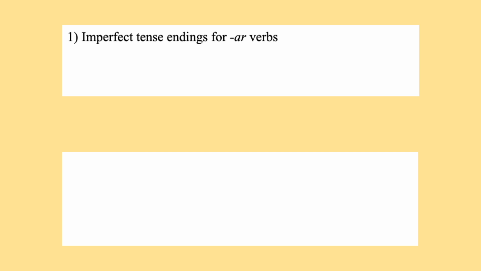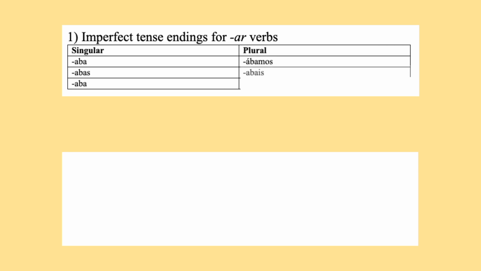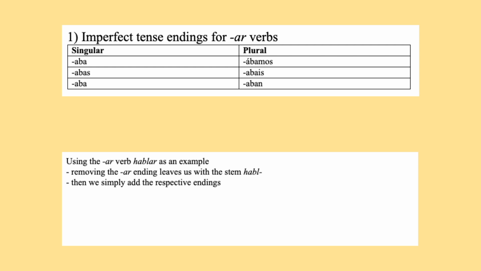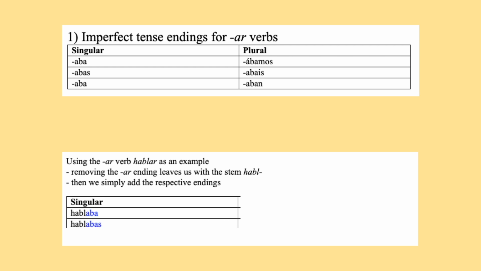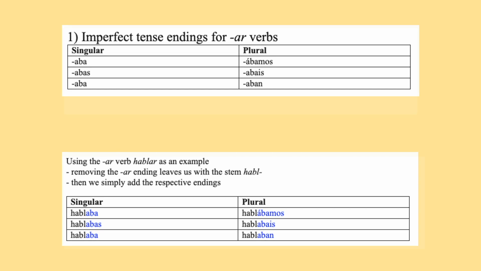The AR verb endings in the imperfect are aba, abas, aba, ábamos, abais, aban. So we take the AR verb hablar as an example. We remove the AR infinitive ending, and this gives us the stem habl. And to this stem, we add the respective endings we see above. We have hablaba, hablabas, hablaba, hablábamos, hablabais, hablaban.